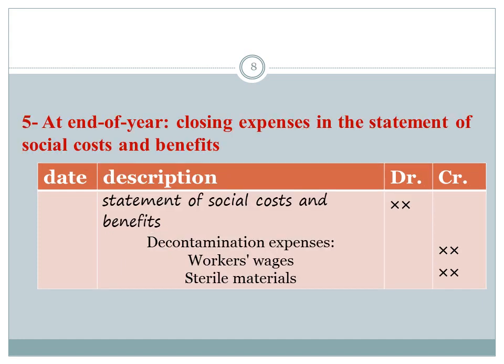In the second stage, at the end of the year, we should close these expenses in the statement of social costs and benefits. In the first stage, these expenses were in the debit side. So when we close these expenses, it will be in the credit side. In the debit side, we will put statement of social costs and benefits because these expenses lead to reduction in the profit. So statement of social costs and benefits will be in the debit side, and these expenses will be in the credit side at the end of the year when we close these expenses.